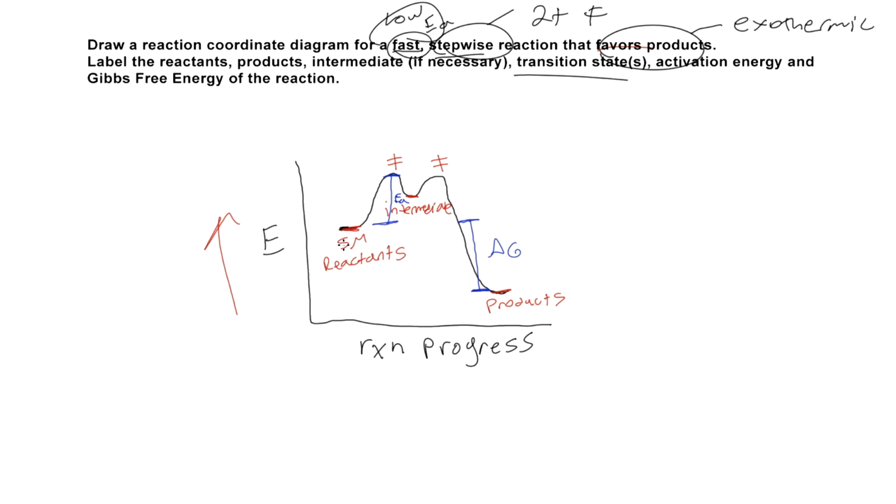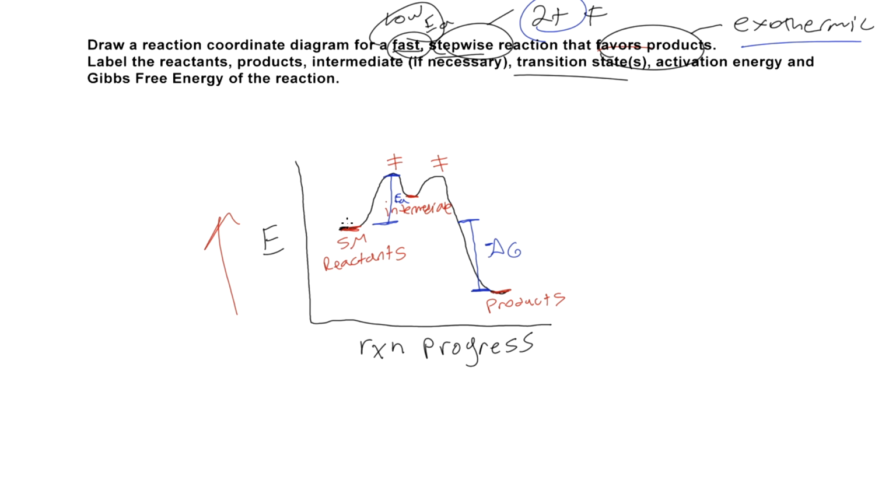So since our starting materials are higher energy than our products, this is actually going to be a negative delta G. And that also has to do with the fact that this is exothermic. So just to reiterate, we had a fast stepwise reaction that favored the products. That tells us it's going to be exothermic, have 2 transition states at least, and have a low activation energy, which is shown right here.